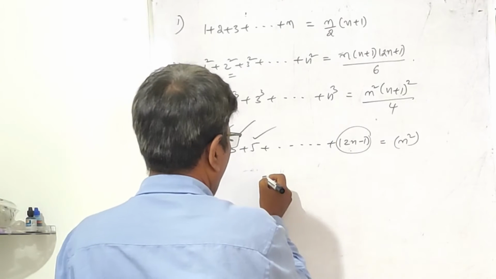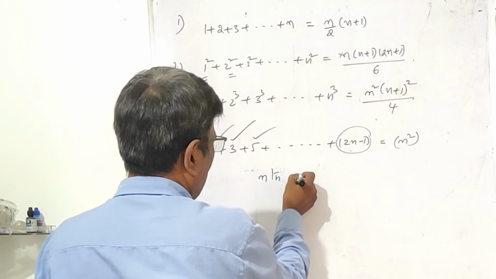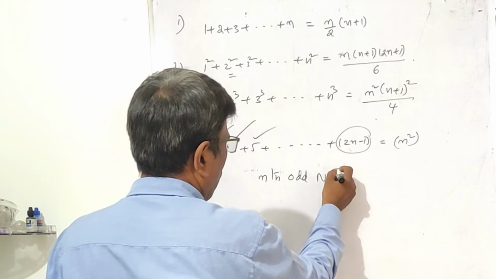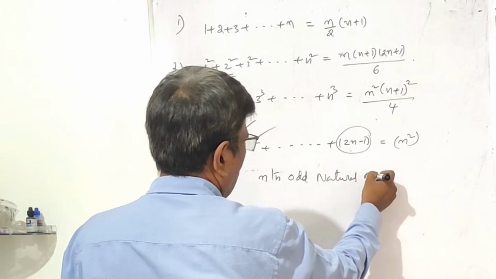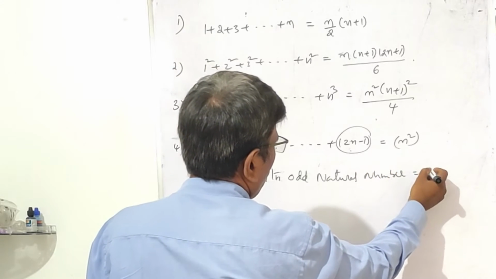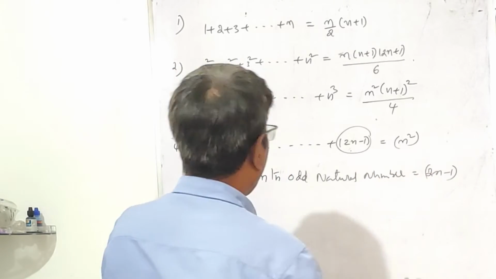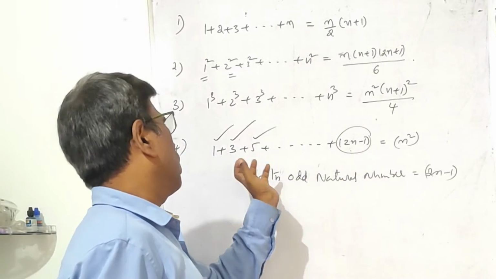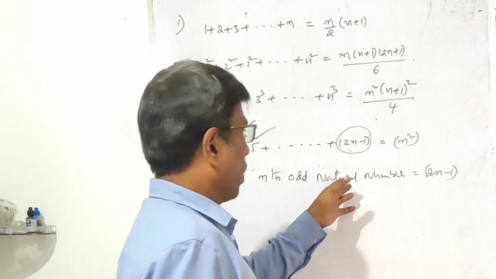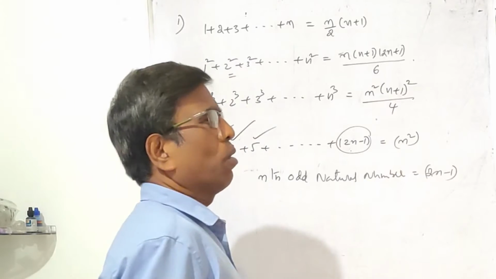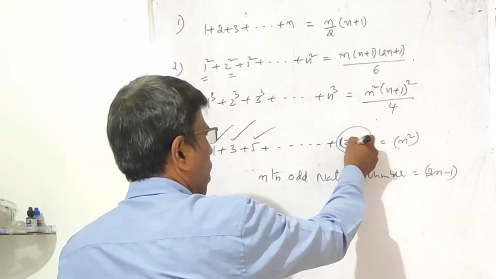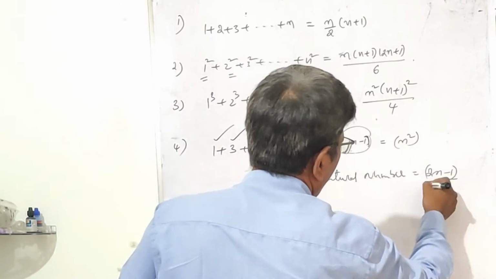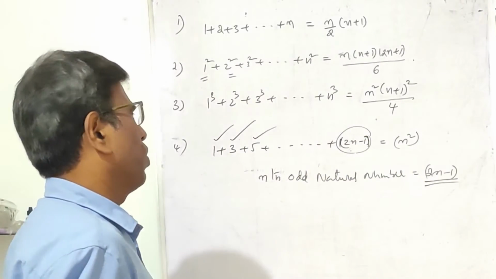So the nth odd natural number is 2n minus 1. When n is 1, 1 is the first odd number. When n is 2, it is the second odd number. When n is 3, it is the third odd number. So this is the nth odd natural number, 2n minus 1.